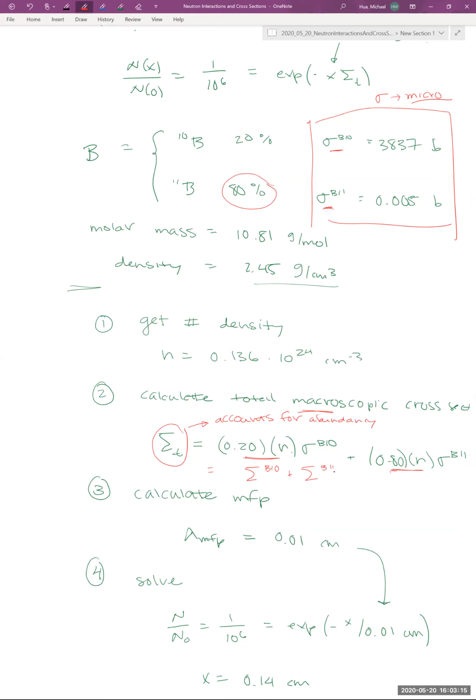So it does not have to do with the size of the particle. We're just thinking of these quantities as sizes.